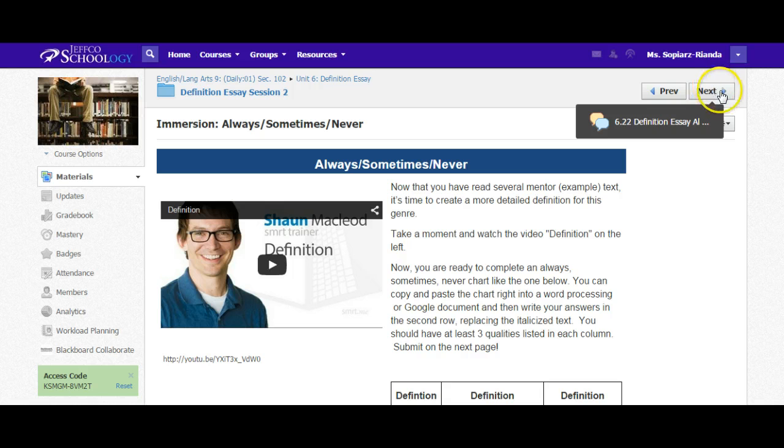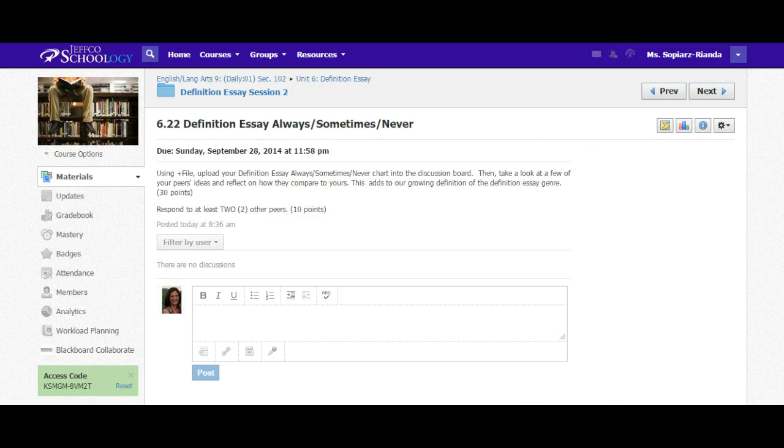And then you're going to submit it into the discussion board here on the next page. And as you add your noticings, be sure to check out all the other noticings of your peers. This isn't a discussion board in the sense of, you have to respond. If you want to, you definitely can. But this is more for us to be creating a class definition of what a definition essay is. We're creating a definition of a definition.